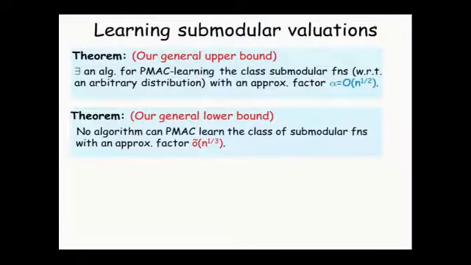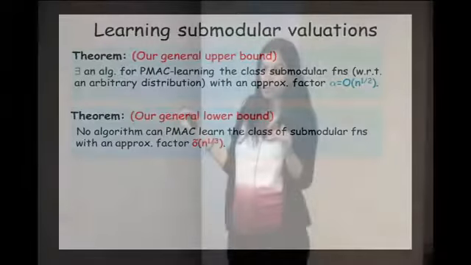Given this, it might not sound so impressive at first, because n is the size of the ground set. But surprisingly, and this is the surprising part of this work, we also show a very strong lower bound. Any algorithm that only uses a polynomial number of examples cannot PMAC learn the class of non-negative monotone submodular functions with an approximation factor better than n to the 1/3.